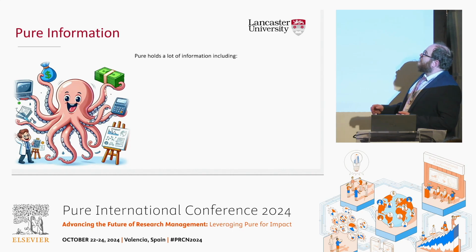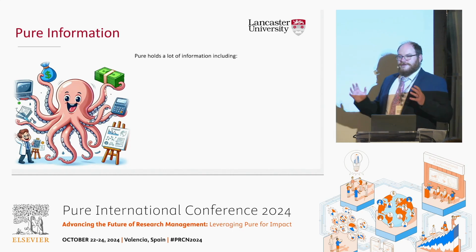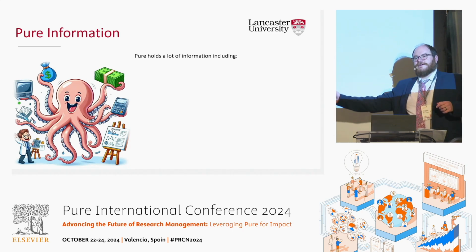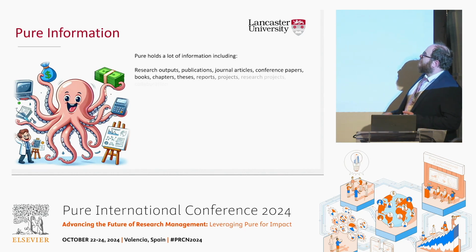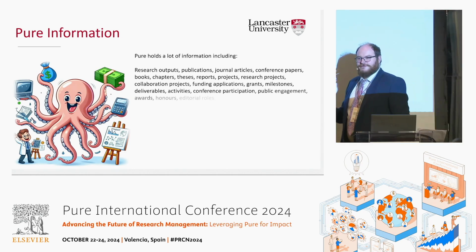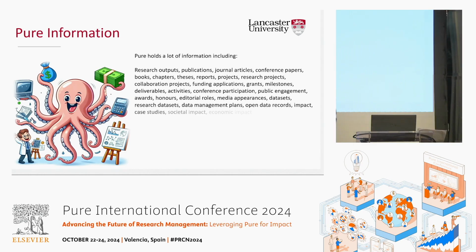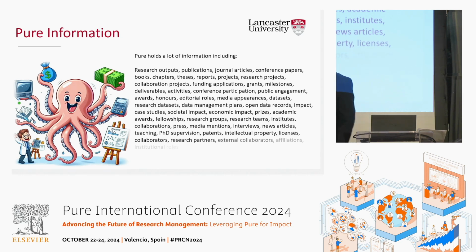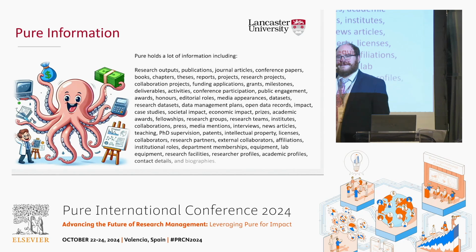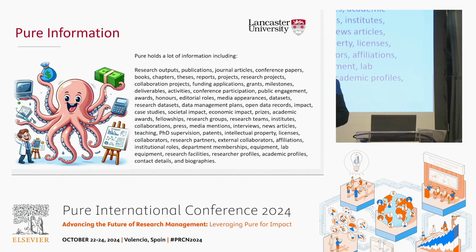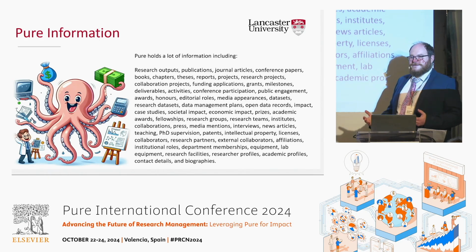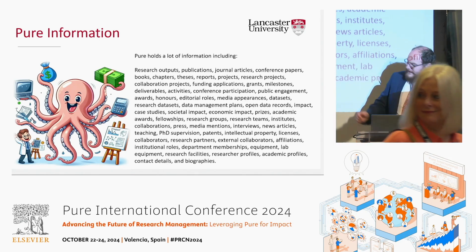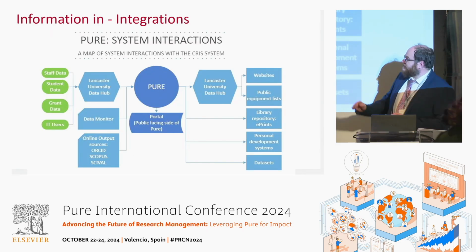Okay, so Pure. As we all know, Pure holds a lot of information, and to represent this, I've got a very friendly octopus. He likes holding lots of different bits of information. But for example, it holds information about the research outputs, journals, publishers, awards, everything. And this isn't all inclusive. There's lots of things we didn't include in this presentation because it all depends on what modules you have added into Pure. But it's an example of how much information is stored within Pure. And a picture of our octopus at Lancaster is here.